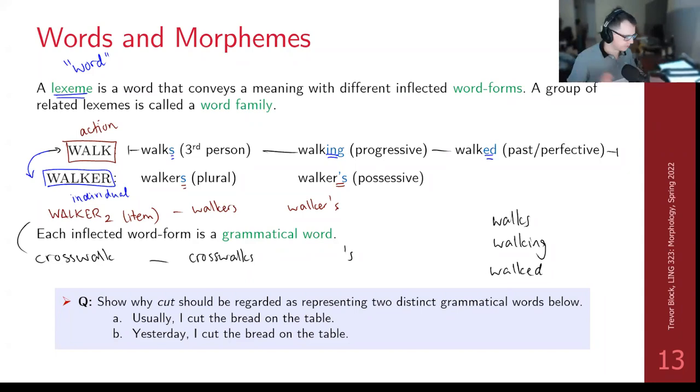So as an exercise, we can ask ourselves, with these two sentences, usually I cut the bread on the table, and yesterday I cut the bread on the table. How can we talk about these words? We want to show that these are two distinct grammatical words. So where is the evidence for this? What would make cut in A and cut in B different grammatical word forms? Anyone can feel free to talk or type in chat.